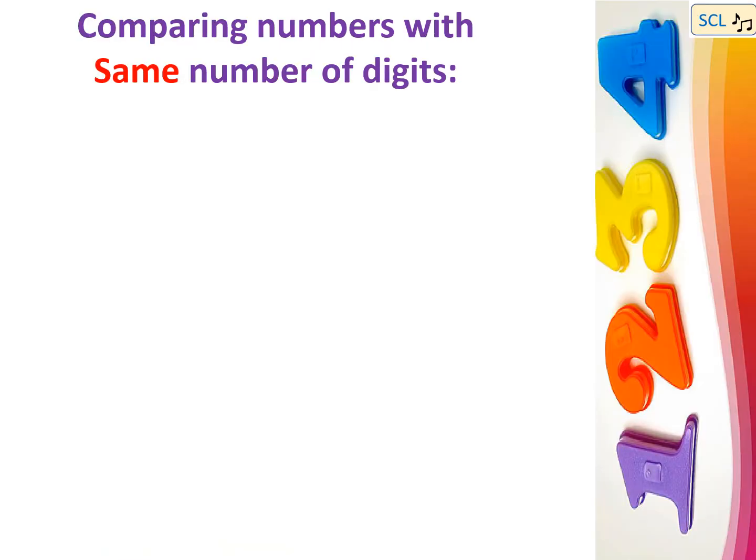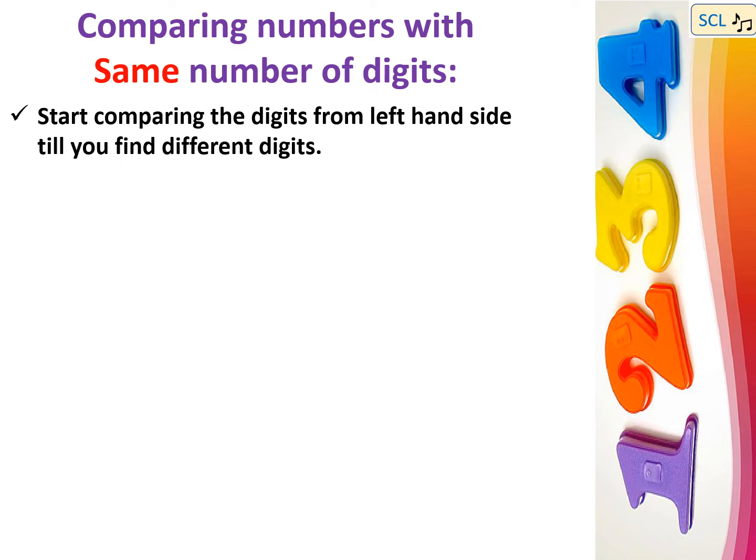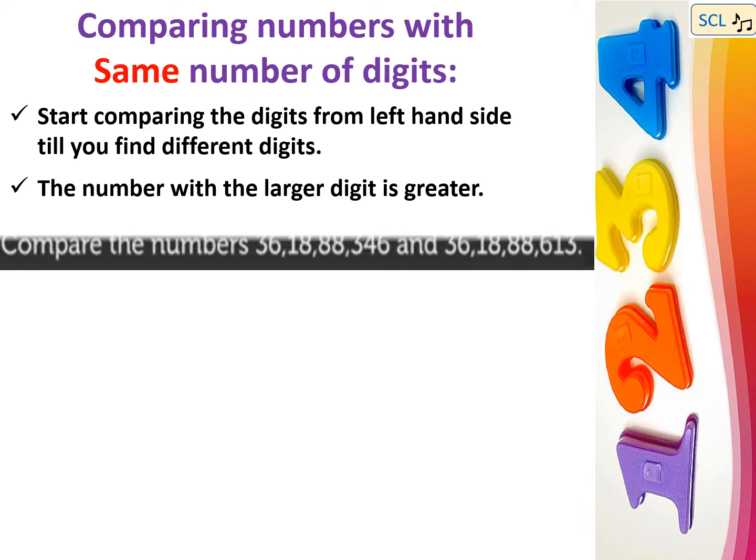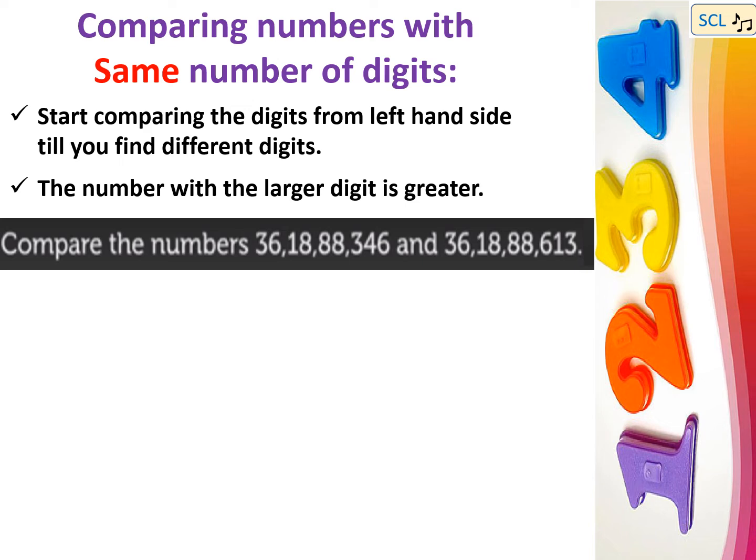Now when we need to compare numbers with the same number of digits, what are the steps to be followed? First, we will start comparing the digits from the left-hand side till we find different digits. And the number with the larger digit will be the greater or larger number. For example, we have to compare the numbers 36188836 and 3618888613.